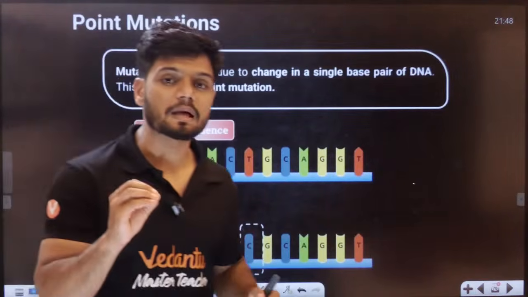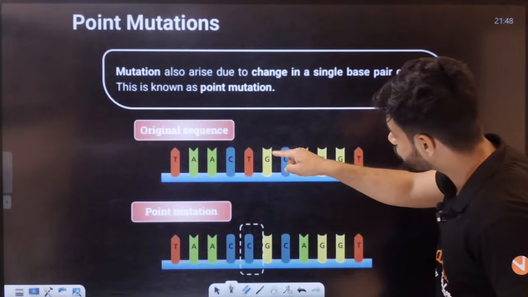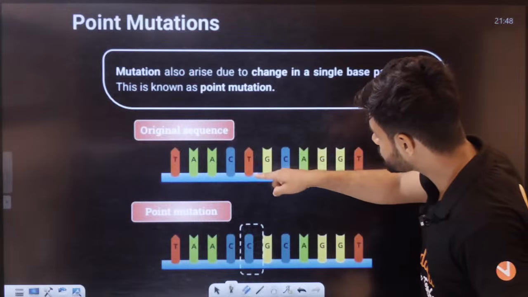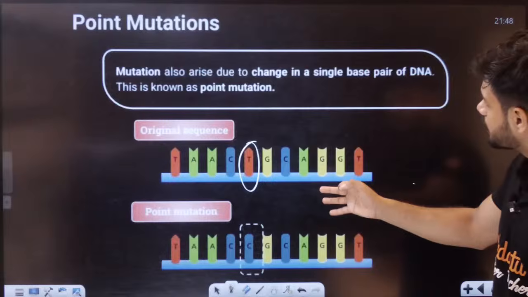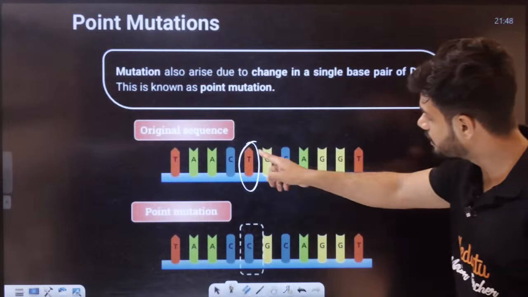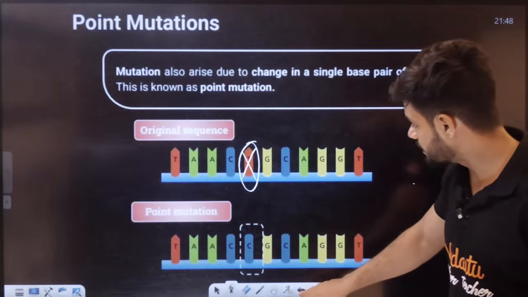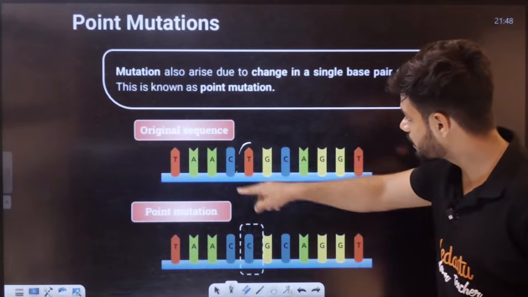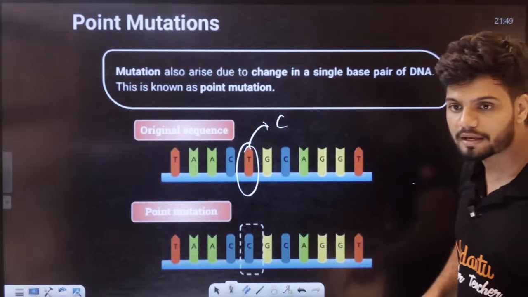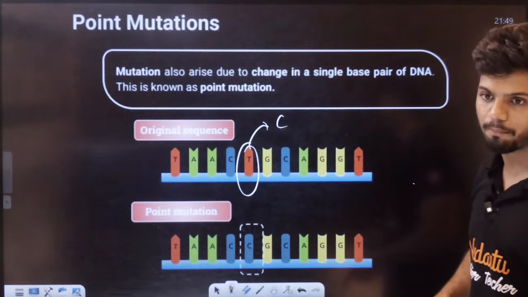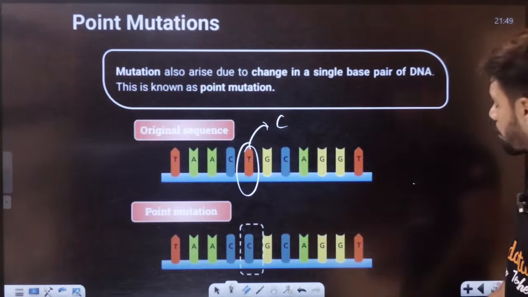In point mutation, what is happening? Here one nucleotide, one single base pair, will undergo a change. Let's say it is deleted, or this entire T is replaced by cytosine. That is called point mutation. One single base pair is changing, that is point mutation.